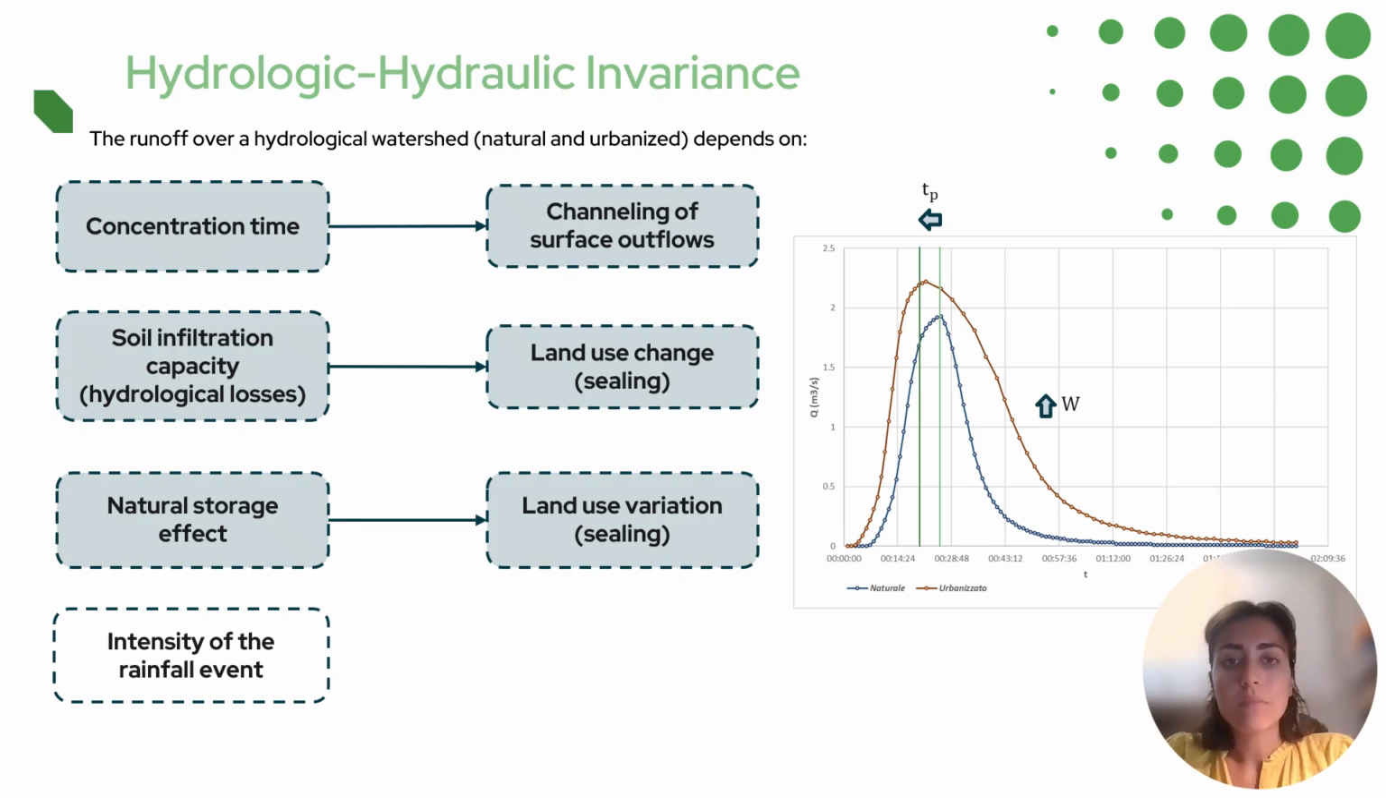It is important to note that the input of the phenomenon, the rainfall event, does not change with urbanization. It is independent of land use. On the right, we can clearly see these effects in the hydrograph. The blue line represents the natural condition, while the orange line represents the urbanized watershed. With urbanization, the peak occurs earlier, the discharge is higher, and the flood volume increases. These changes highlight the direct impact of land use on flood risk and hydraulic safety.